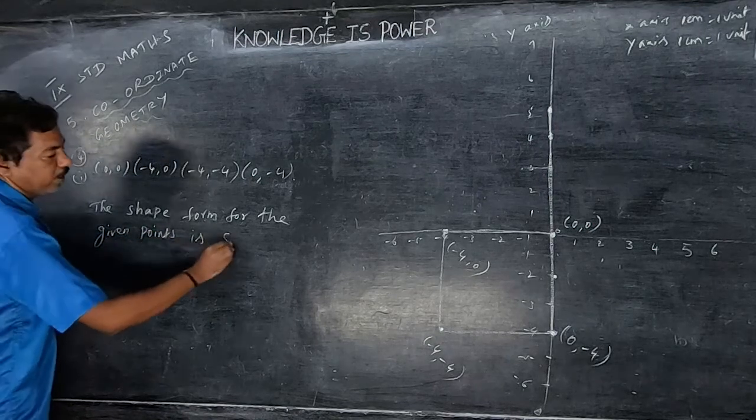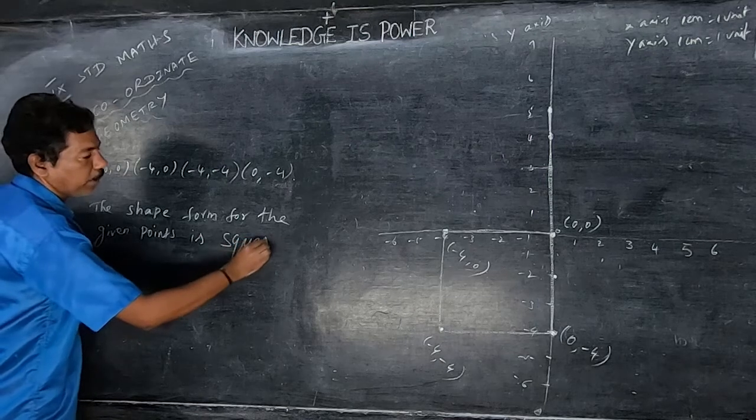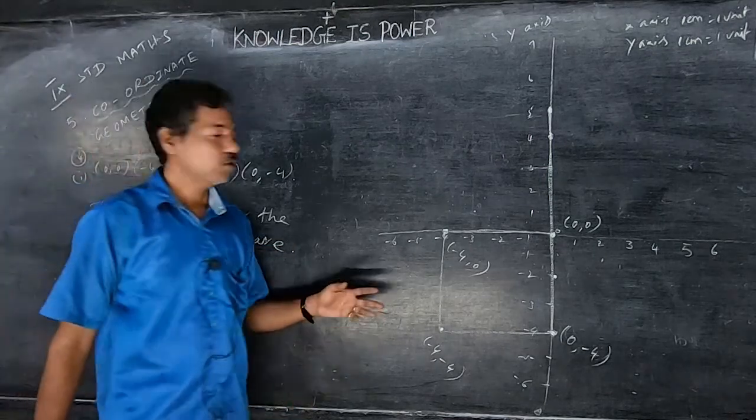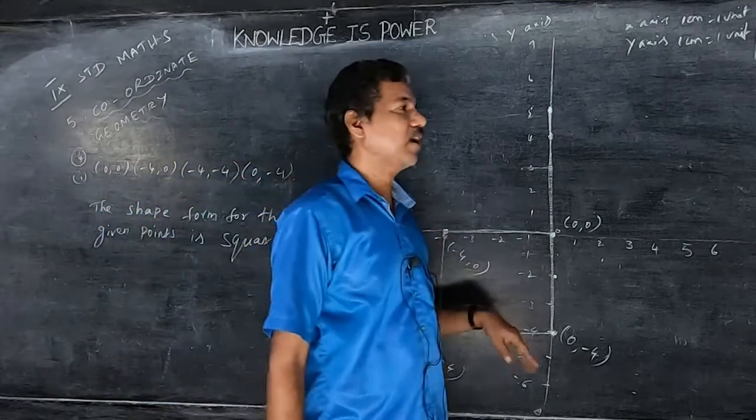is a square. Because all four sides are equal. If 4 sides are equal, what is it called? Square. Because all the sides are equal.